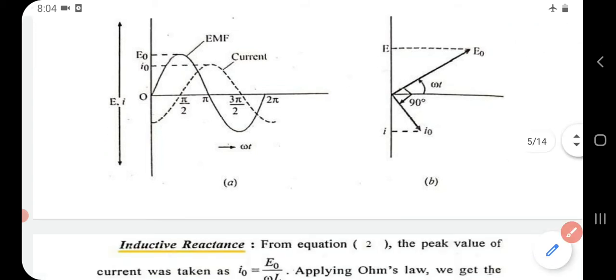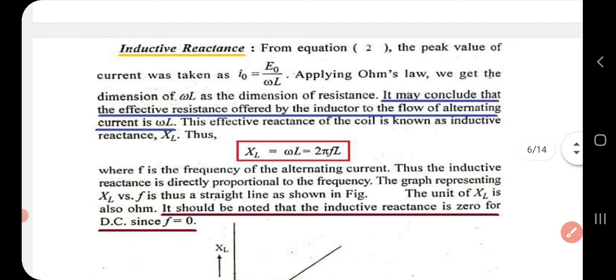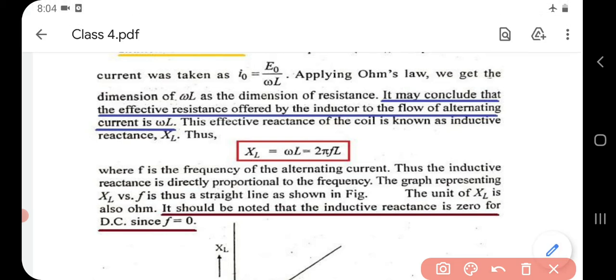Then let us see what inductive reactance is. I already told you that the peak value of current, E0 by omega L, we replace by I0. So what is inductive reactance? The definition is that inductive reactance is nothing but the effective resistance offered by the inductor to the flow of AC.